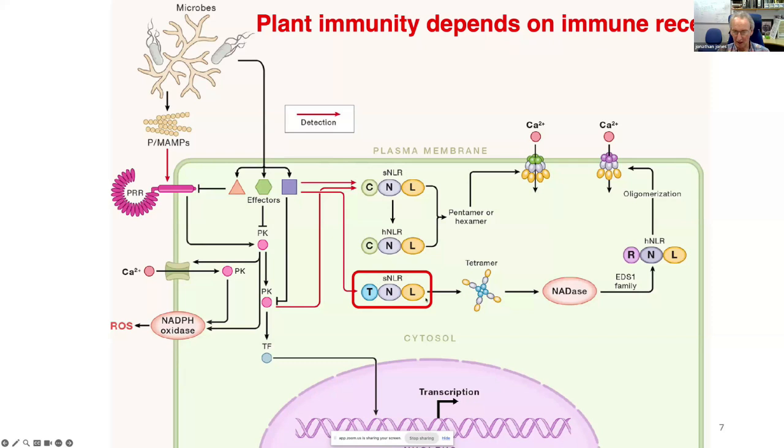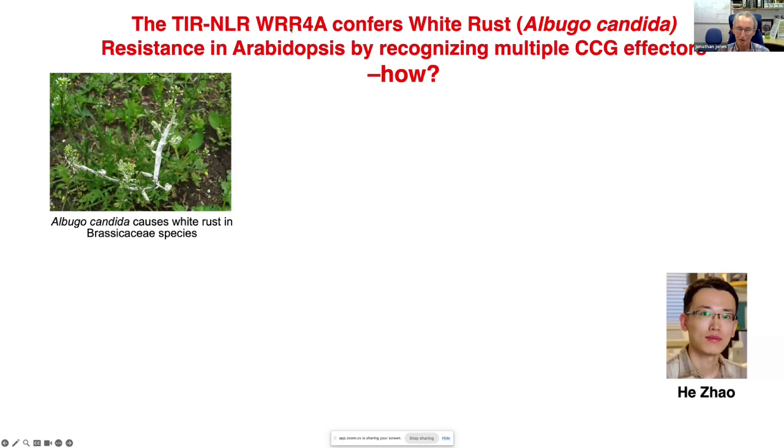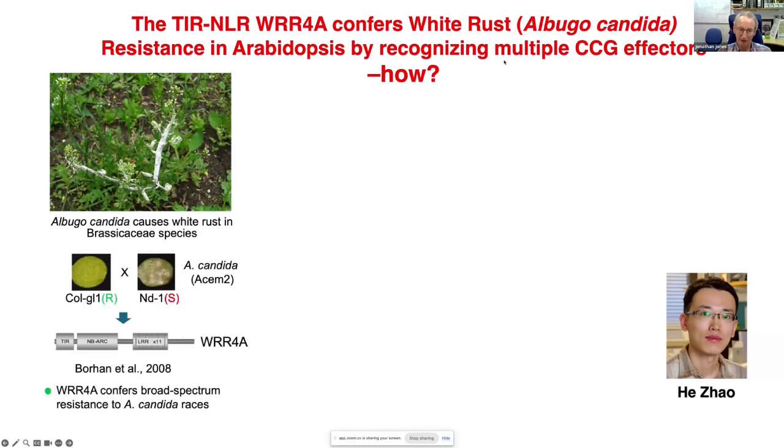So we're going to tell you about a sensor NLR of the TIR NLR class that is called WRR4. It's an Arabidopsis gene, and it confers white rust resistance, originally cloned by Eric Holub. And what we found is it recognizes multiple effectors from the pathogen Albugo candida, an oomycete pathogen of Arabidopsis and many other Brassicaceae. It was cloned by the fact that Columbia is resistant to this strain of Albugo, Nd-1 is susceptible, standard map-based cloning, and a TIR NLR was identified that confers resistance.